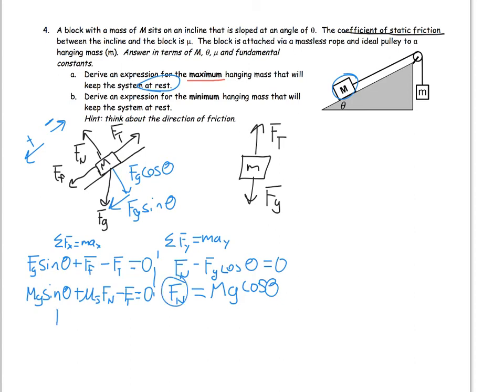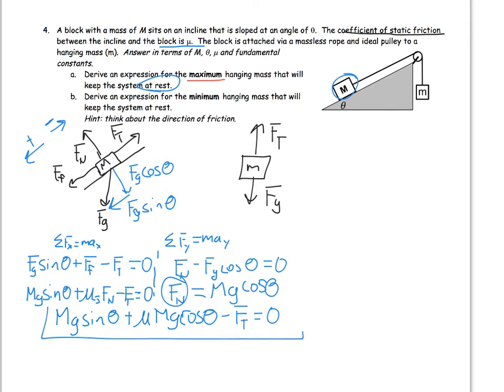All right, so my equation becomes big mg times sine of theta plus mu times big mg cosine of theta. And I changed it just to mu because that's what we're given here, the coefficient of friction is just mu. It is still a static coefficient of friction though. Minus Ft equals 0. So there's my one equation.